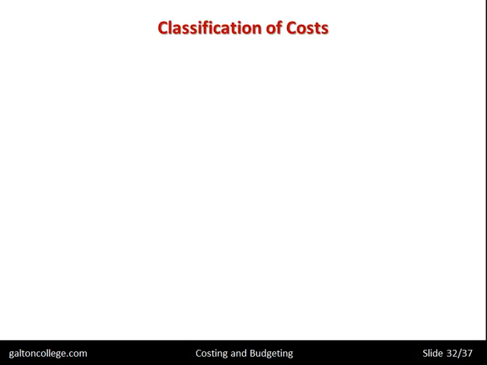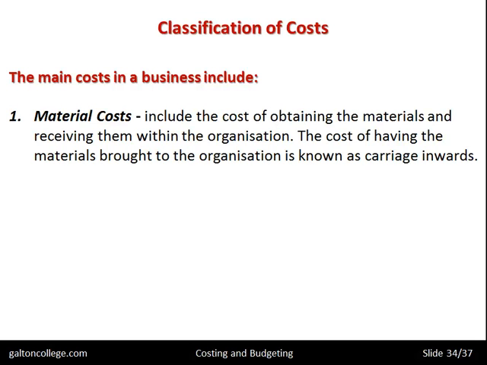Now, the classification of costs. Well, the main costs in a business include material costs, including the cost of obtaining the materials, receiving them within the organization, the cost of having the materials brought to the organization. This is known as carriage inwards. Now, carriage inwards is simply the transport cost of getting the raw materials and the components into the company.